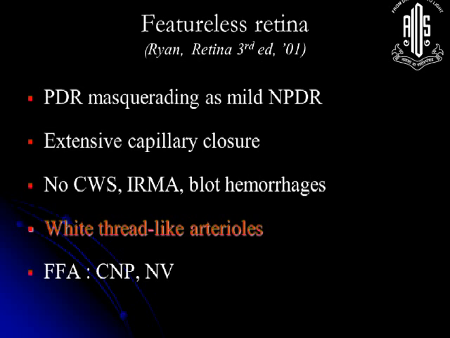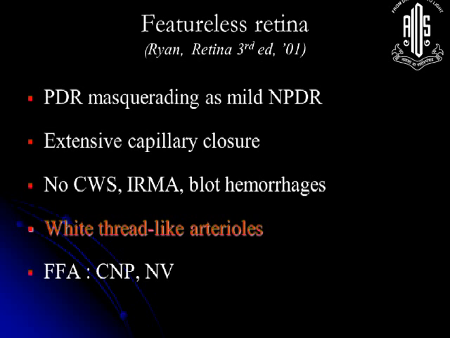Featureless retina, described in Ryan, is basically proliferative diabetic retinopathy masquerading as mild non-proliferative diabetic retinopathy. The highlight is extensive capillary closure. No cotton wool spots, IRMAs, or blot hemorrhages are usually seen, and this is because it has been postulated that in cases of extensive capillary closure, these IRMAs, blot hemorrhages, and dot hemorrhages all tend to disappear. And cotton wool spots, as we know, are ephemeral, they do go off.